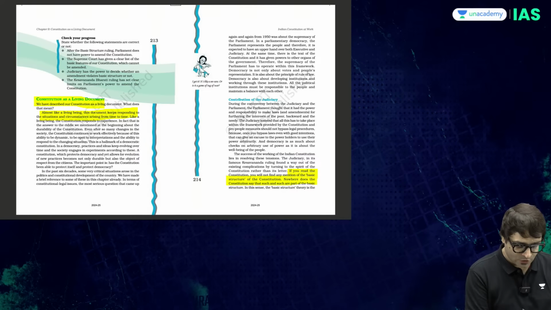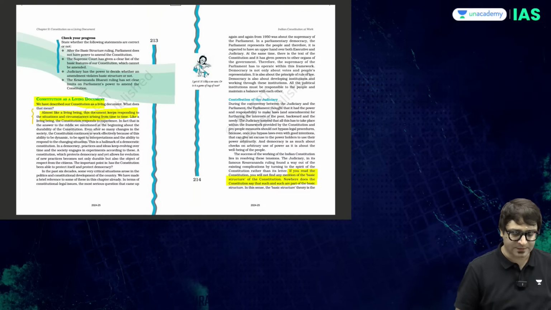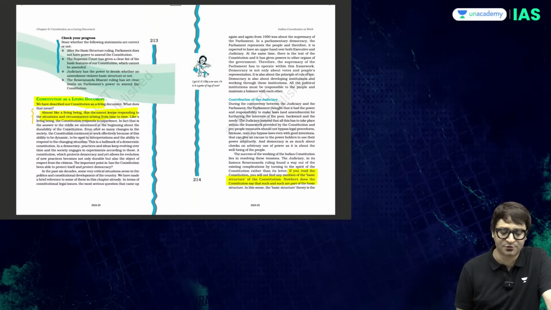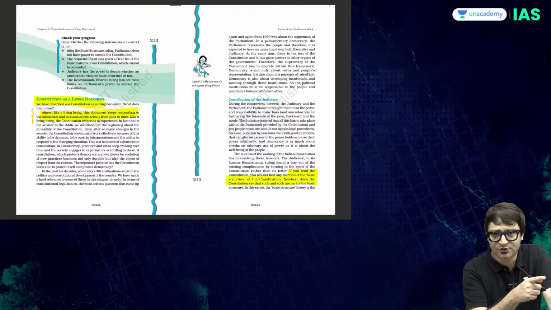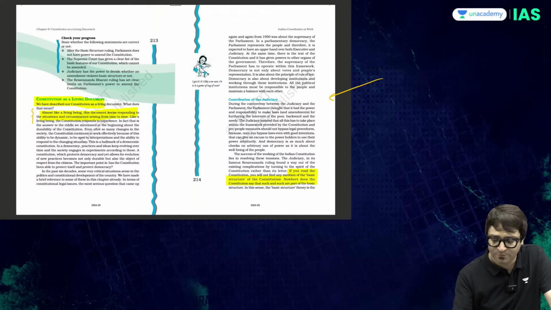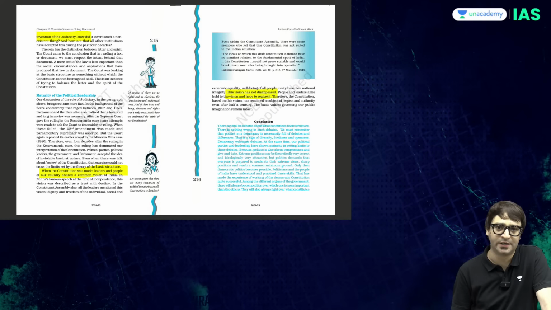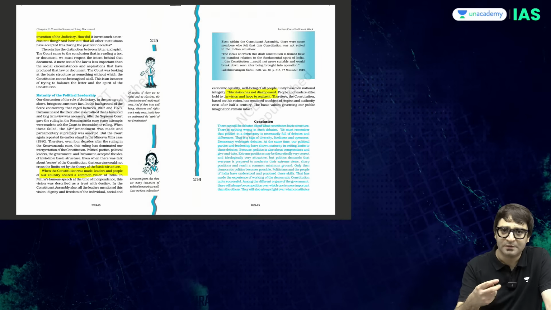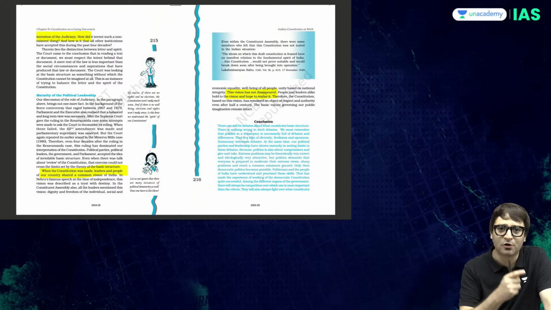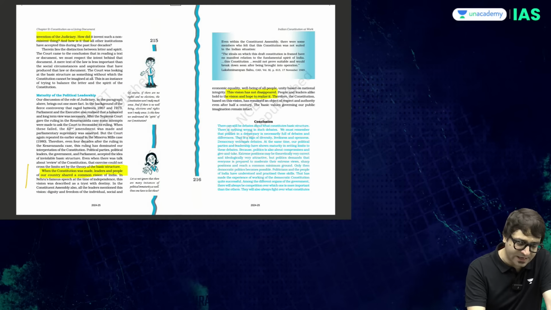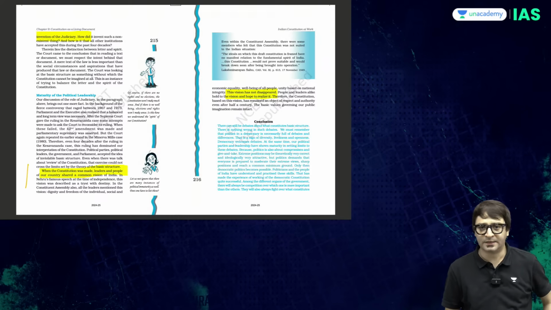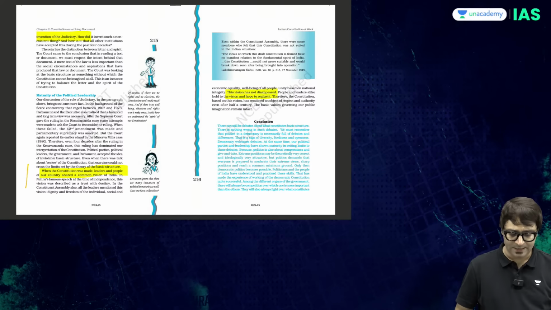Okay. Almost like a living being, this document keeps responding to the situations and circumstances arising from time to time. Watch that video lecture on Keshavananda Bharti and you will understand the contribution of the judiciary when it comes to making the constitution a living document. And towards the end, let's look at something very important.